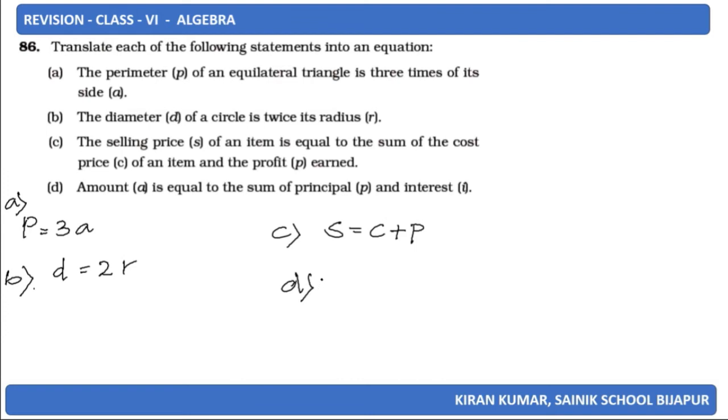Next, the last, amount A is equal to the sum of principal P and interest I. Amount is given by A, principal is P, interest is I, so A is equal to P plus I.